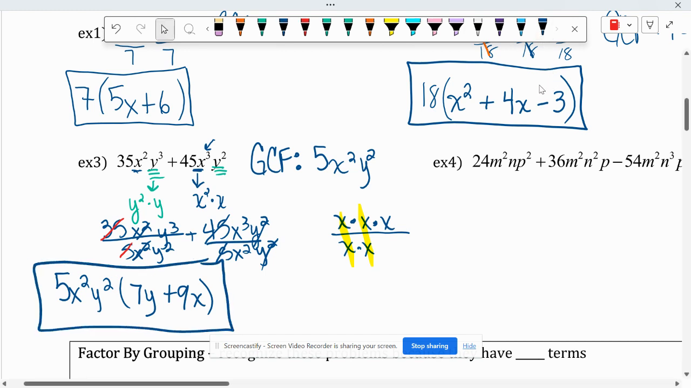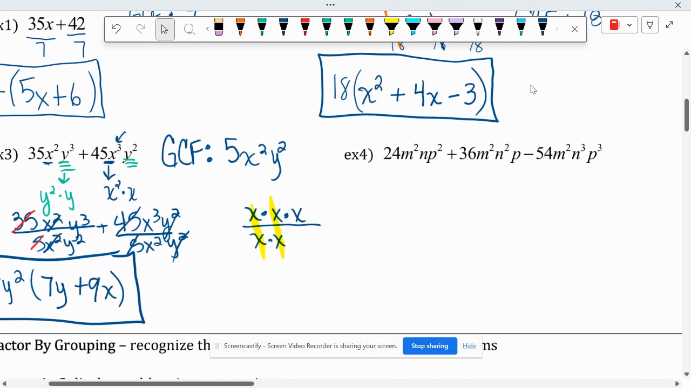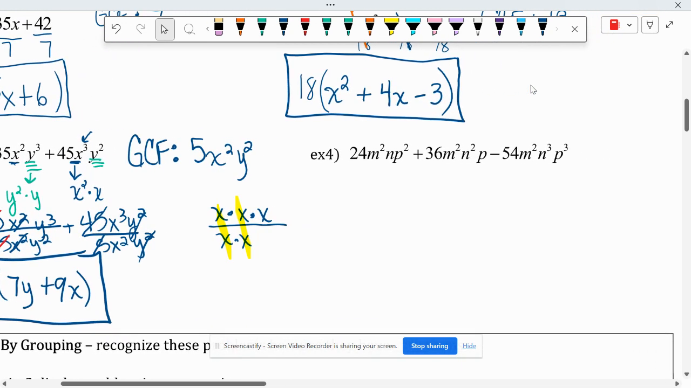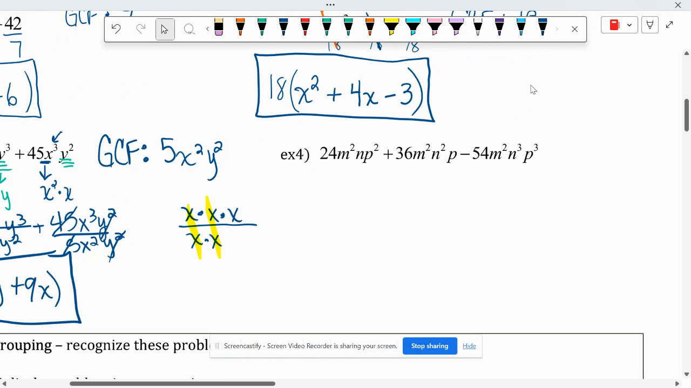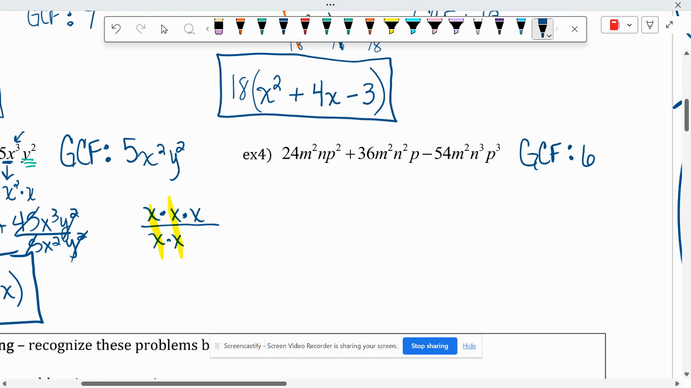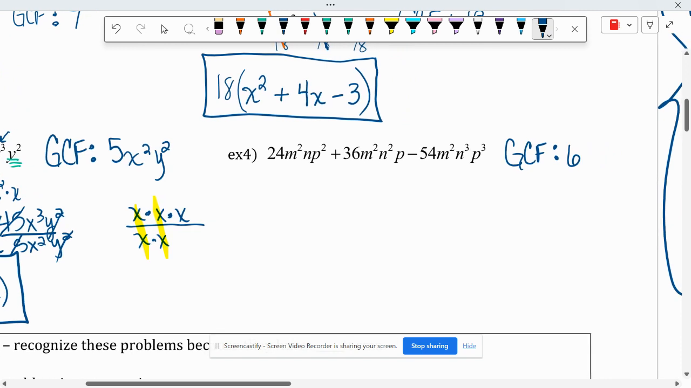What about the last one? 24, 36, and 54. 6. Yeah, good job. I only saw 3 at first. I looked at that twice and I had to figure it out. So 6. What are the variables that I can take out? What's my smallest m that everybody has? Yeah, everything contains an m squared. So let's take out an m squared.